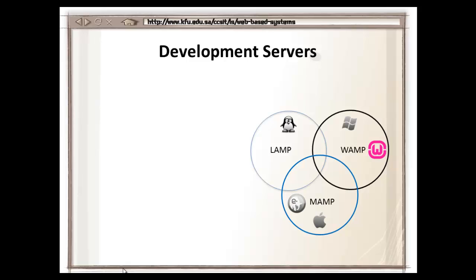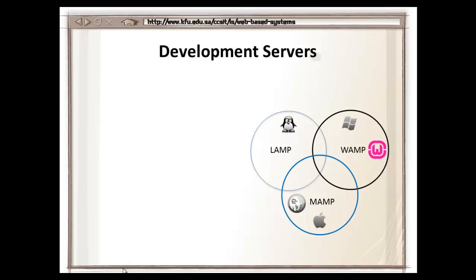Now, the different types of development servers that we have are based on the operating system you're using. You can use Linux, a Windows-based operating system, or Mac OS. If you're using a Linux-based operating system, you can install a server called LAMP. If you're using a Windows-based operating system, then you can install a server called WAMP. And when you're using Apple Mac OS, you can install a server called MAMP. You can see that the first letter of each of these servers represents the type of operating system you're using. L for Linux, W for Windows, and M for Mac.